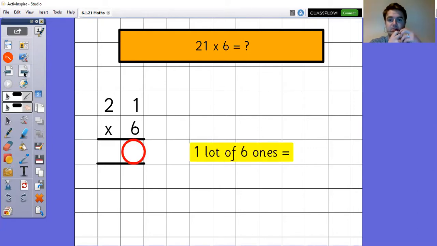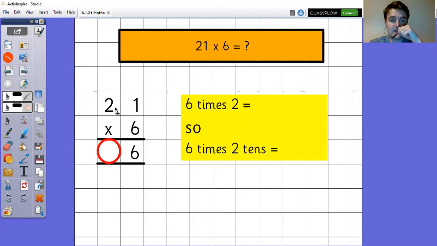Now, the first thing that we're going to do is we're going to multiply the ones by the ones. So one lot of 6 ones is the same as 6. And next, what we do, as we would normally go down the column, we're going to multiply the tens by that 6, by the ones column.